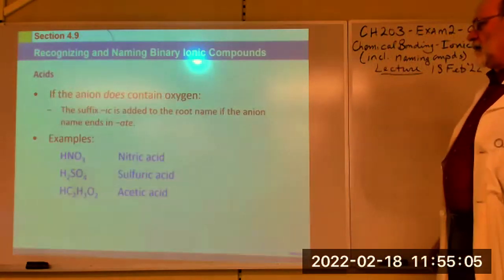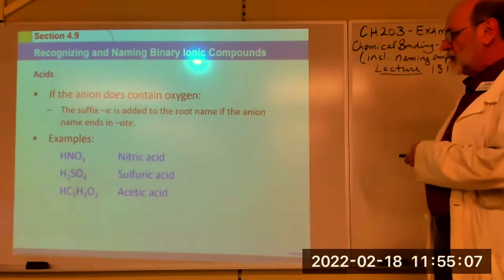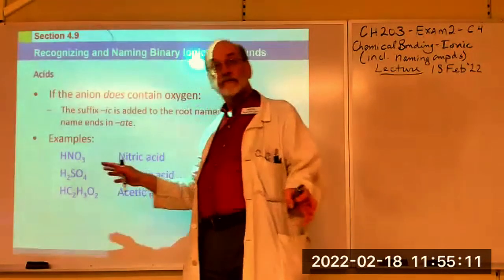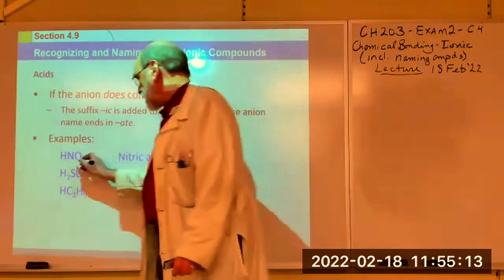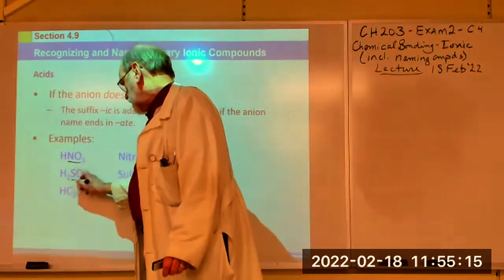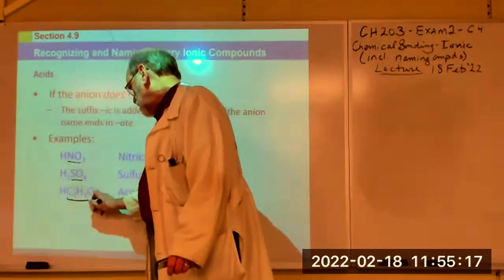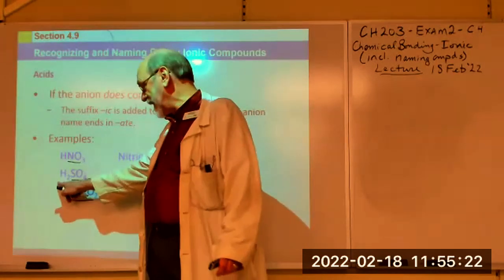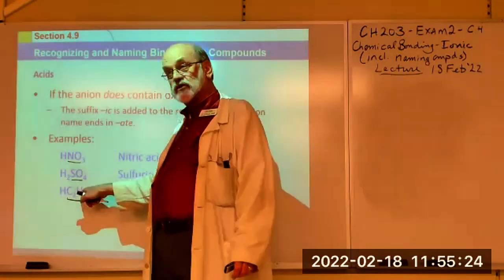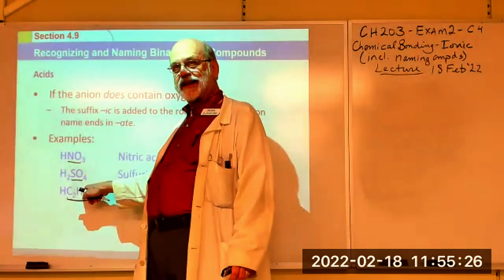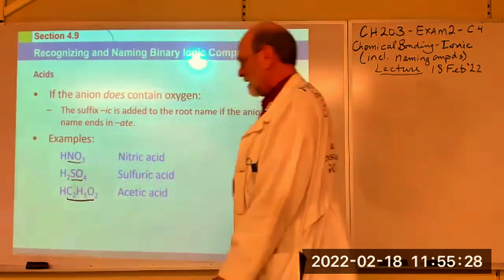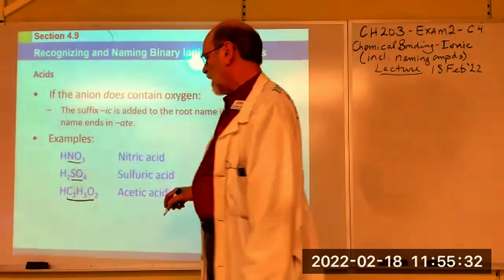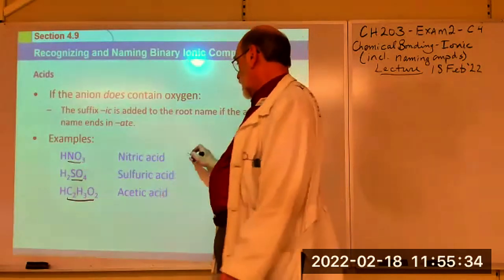Okay. So in this case, these all have oxygens in them. So we don't start with hydro. We look at this part of the molecule right here and here and here. Notice this one has some hydrogens here and some hydrogens there. That's the one that dissociates. These guys are stuck. They cannot leave. So we look at, what is this part of the molecule? Well, that's a polyatomic ion, and it's called nitrate.